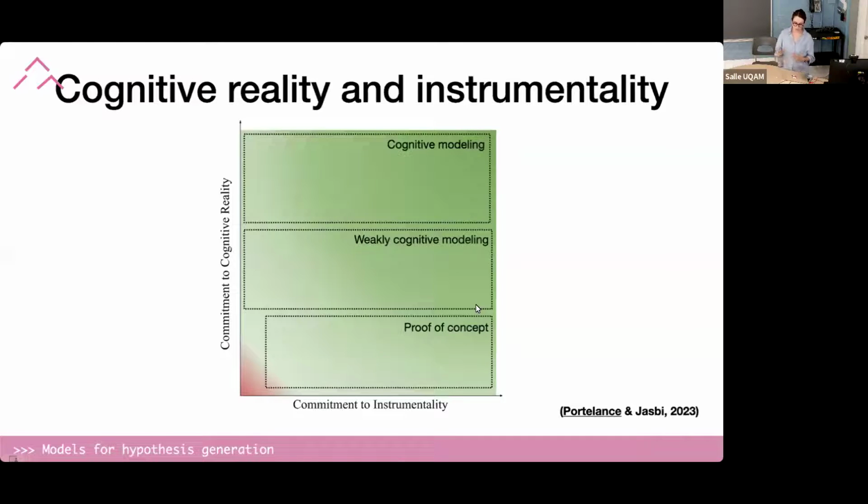But what do we do if we want to find a way to have these commitments to cognitive reality, but possibly post hoc, right? So if we're starting from these models that already exist, or models that weren't necessarily designed to be cognitively real, is there a way that we can still move back to this desirable space where we can also consider not just instrumentality, but cognitive reality again? This is where this next and final approach that I'll talk about is going to come into play.